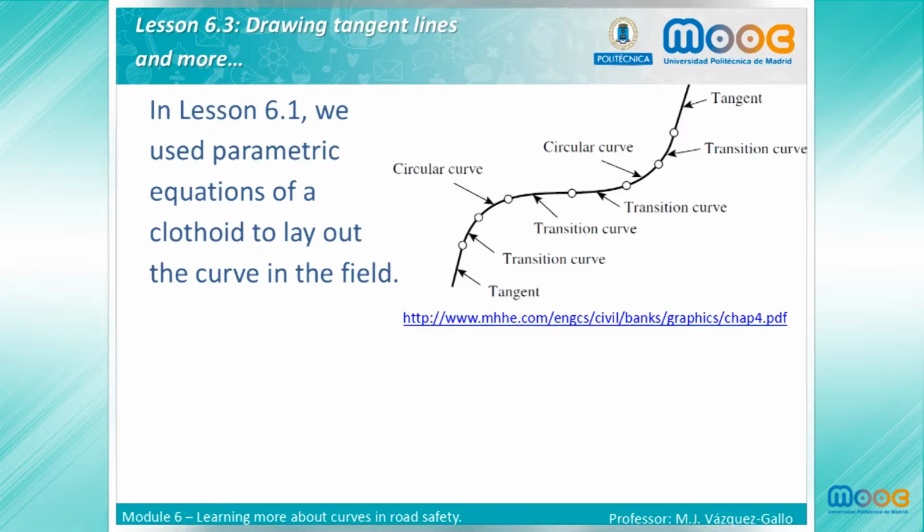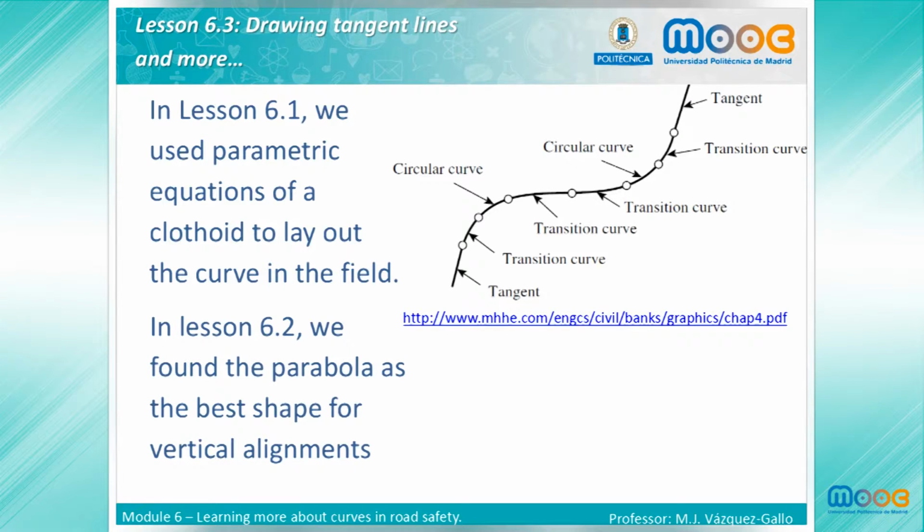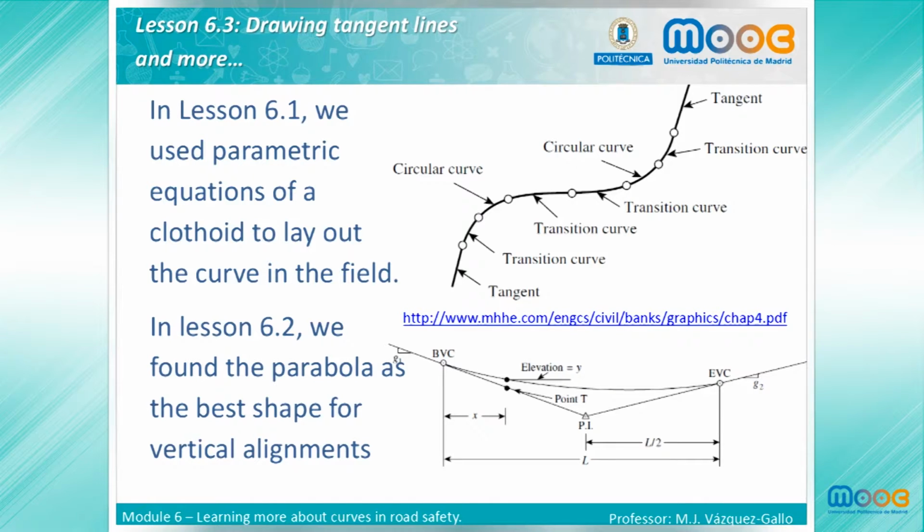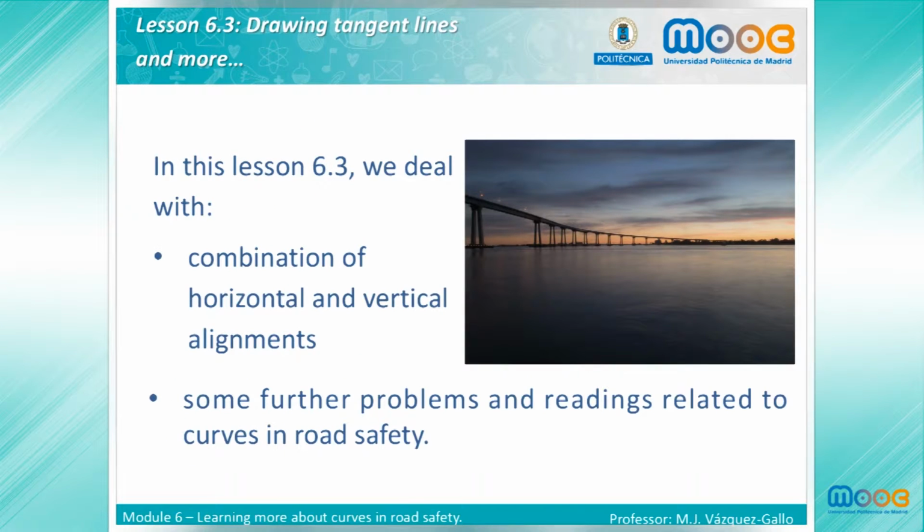Using these parametric equations, in Lesson 6.1, we gave a procedure to lay out a clothoid in the field. In Lesson 6.2, we dealt with vertical alignments and we got the parabola as the best possible shape, asking that the rate of change of grade or slope was constant and using again the notions of derivation and integration. Now in Lesson 6.3 we deal with combination of horizontal and vertical alignments as roads are three-dimensional objects, and we suggest some further problems and reading related to curves in road safety.